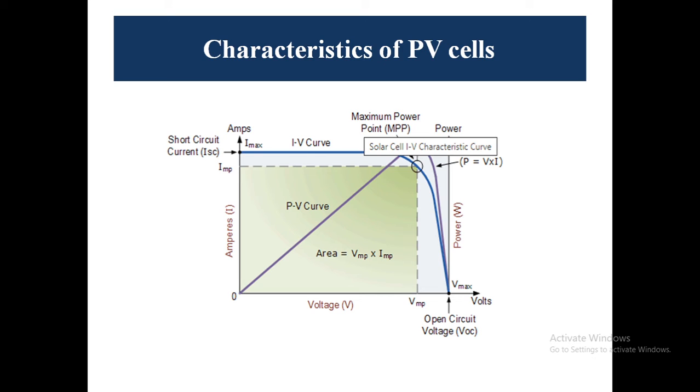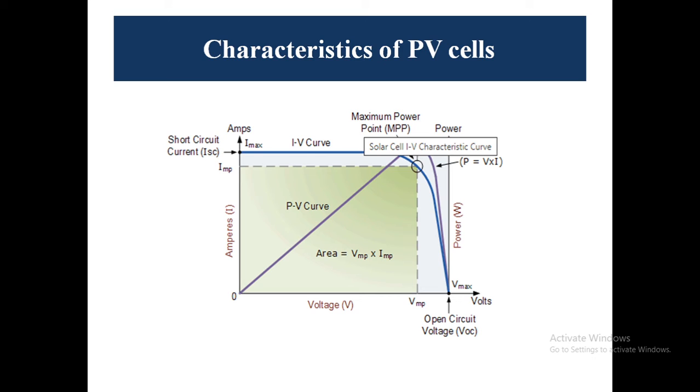Now, what we can see is that if the cell is open circuited, which means it is not connected to any load, then the current would be minimum and the voltage would be maximum. That is, when current is minimum at 0, we get VOC, the maximum output voltage. This is the open circuit condition.